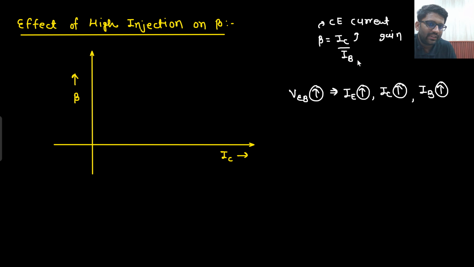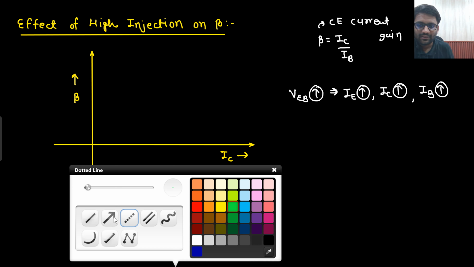If this is increasing and this is also increasing, would beta increase or decrease? Then you will ask, sir, which one is increasing more? IC would increase exponentially. IB is also increasing, but not in a very high manner, because the IB value is already very low. So initially, when IC increases, beta would increase.